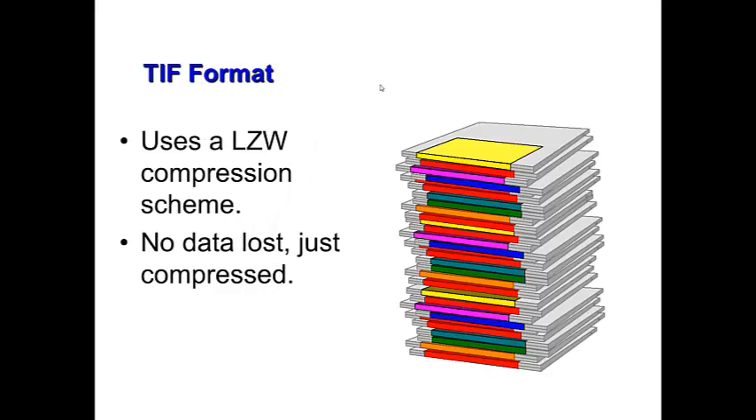In TIFF, it uses the LZW compression scheme. This is a lossless compression scheme. That means there is no data lost. It just makes the number of bytes needed to save the image less than what you would use to save the original one.